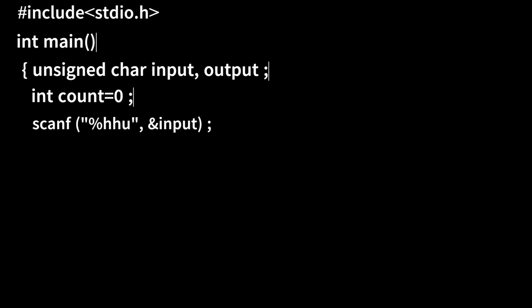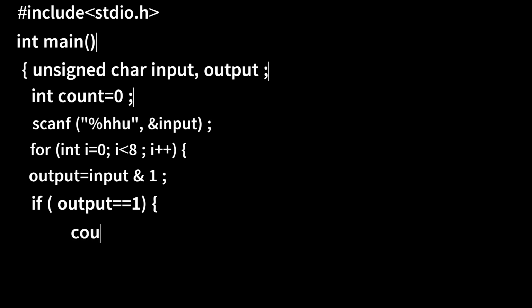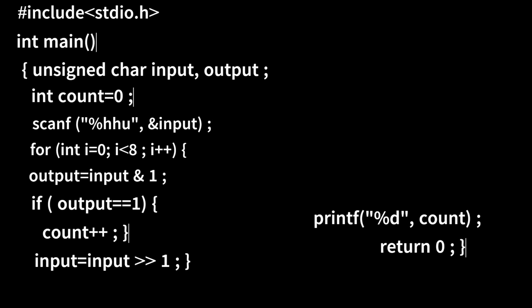Let's take input using scanf. The format specifier for an unsigned char numerical value is %hhu. So now, using a for loop, we will do a bitwise AND operation with 1 and check whether the output is 0 or not, 8 times. If it is 0, count will be incremented by 1. And at every iteration of the for loop, the input will be right shifted by 1 bit. So finally, count will contain the number of reset bits, or the number of zeros present in the input.